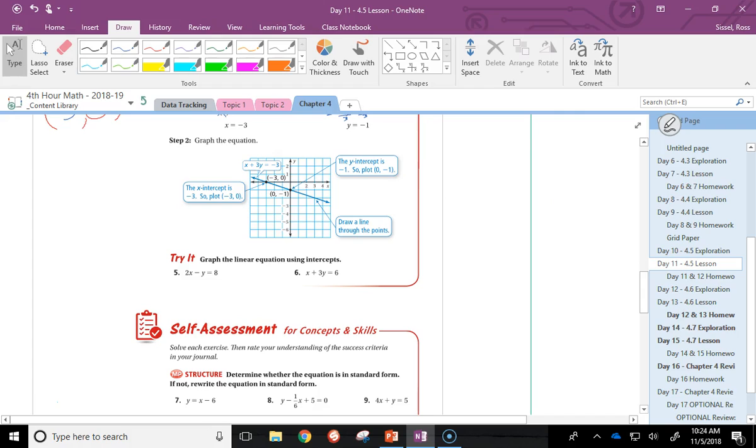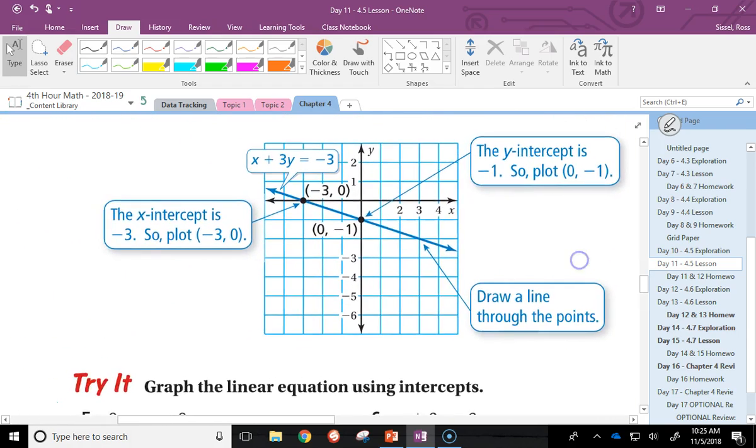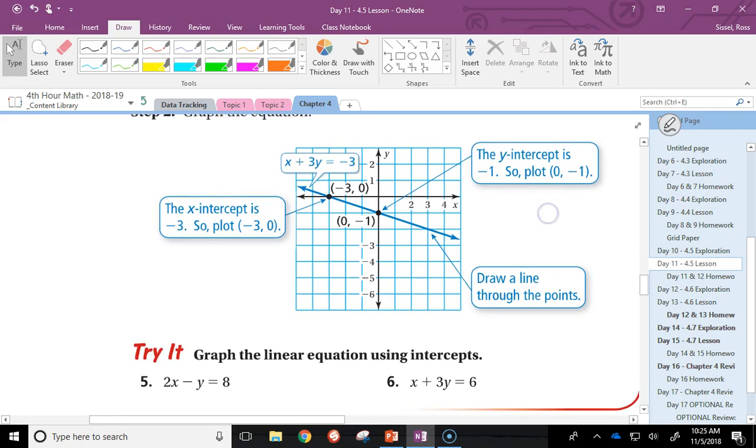We go down here. Here's their graph. The x-intercept, like we found, was (negative 3, 0). Remember, x-intercept, cross x-axis. So, I go left 3. I had some people that were switching the x-intercept and y-intercept. (Negative 3, 0).